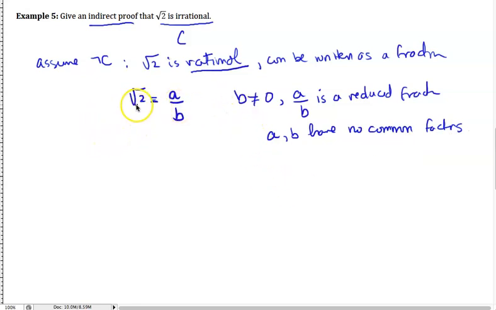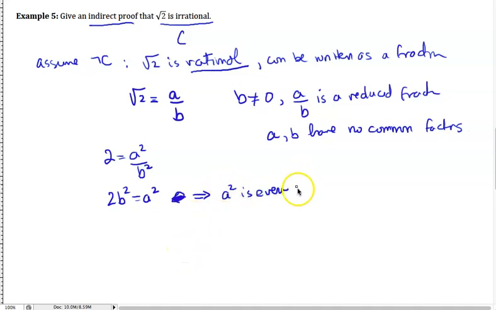So what we're going to do is square both sides. We say 2 equals a squared over b squared. Then I'm going to multiply both sides by b squared. So I get 2b squared equals a squared. What this tells me right here is that because a squared can be written as 2 times an integer, this means, actually I should do the arrow this way, this means that a squared is even.